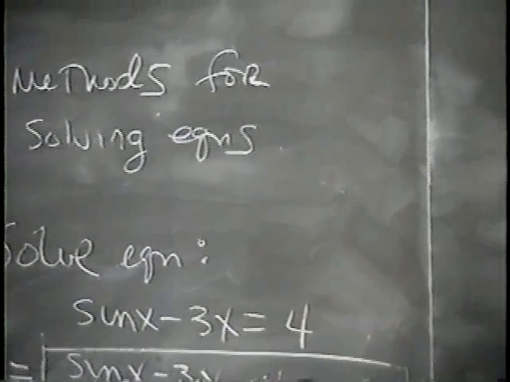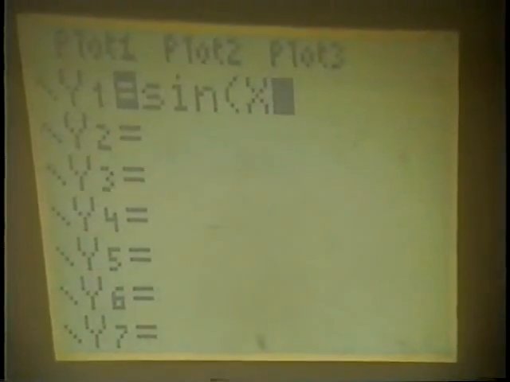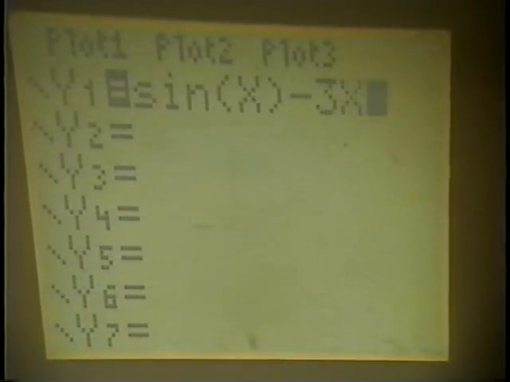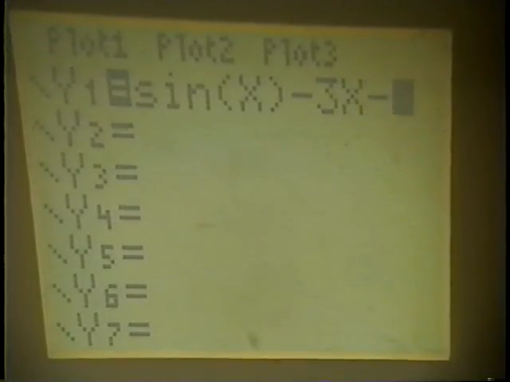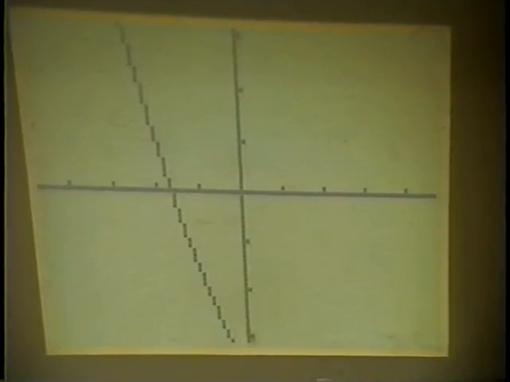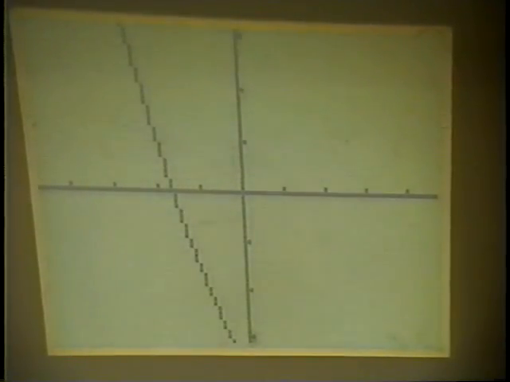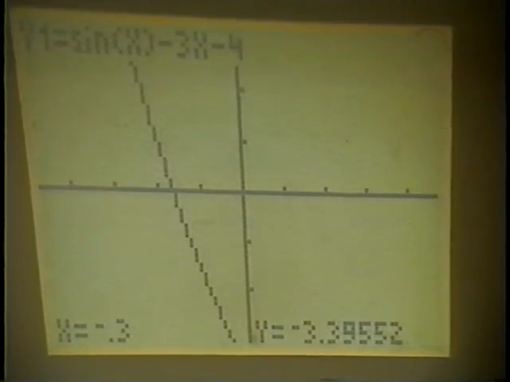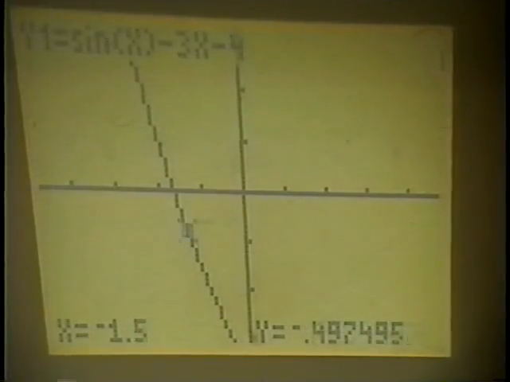So let's try that. Let's hit y equals. Let's clear what we have there and enter in sine of x minus 3x minus 4. Hit graph. And in class you will learn how come this function has only one root, and in fact this function is always a decreasing function. But clearly the root that we're looking for is somewhere in that vicinity. Let's hit trace. Let's move to that area. The root is somewhere over here.